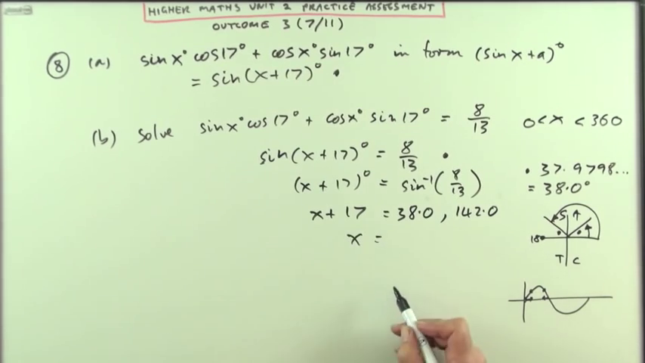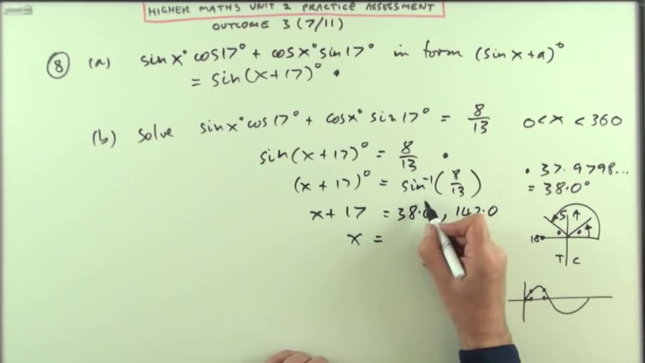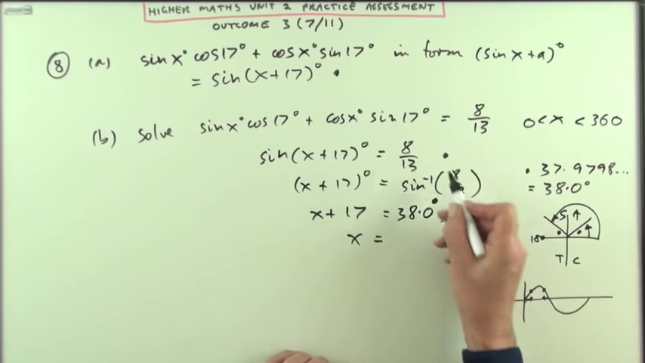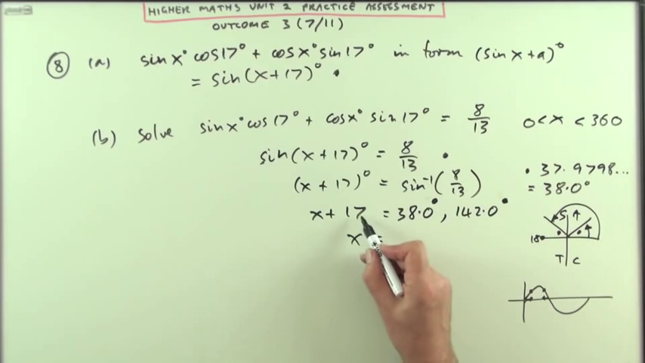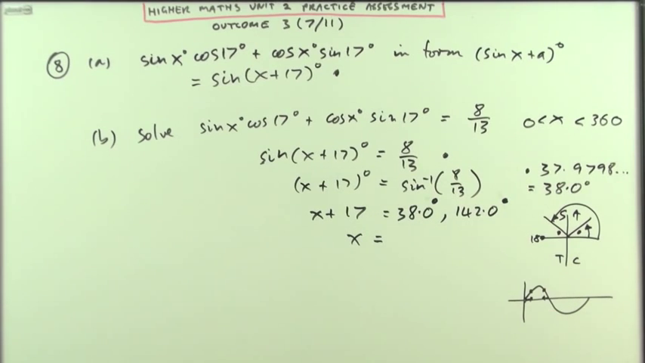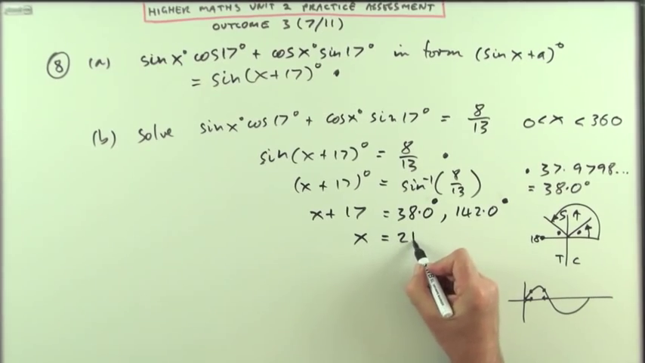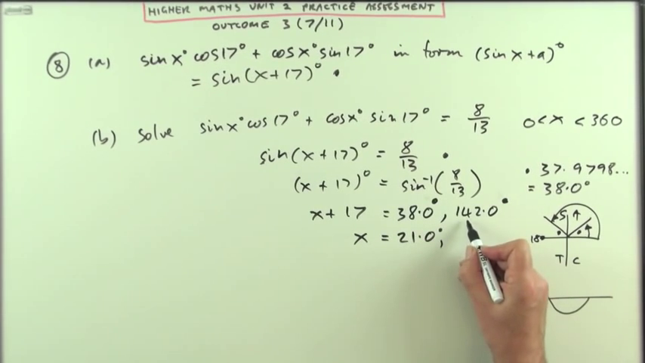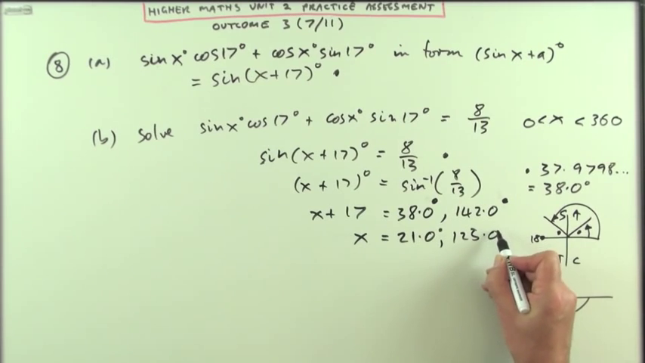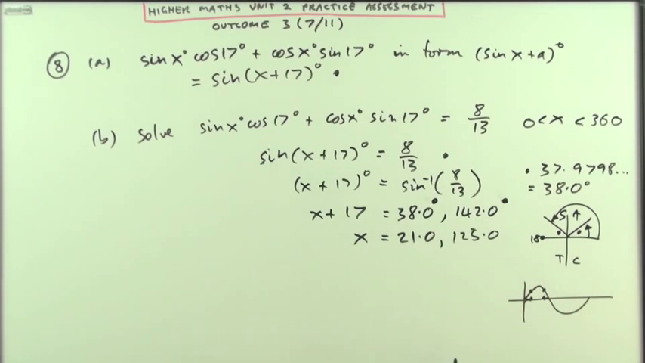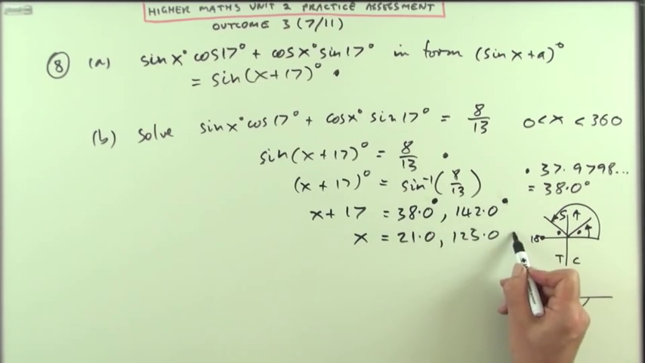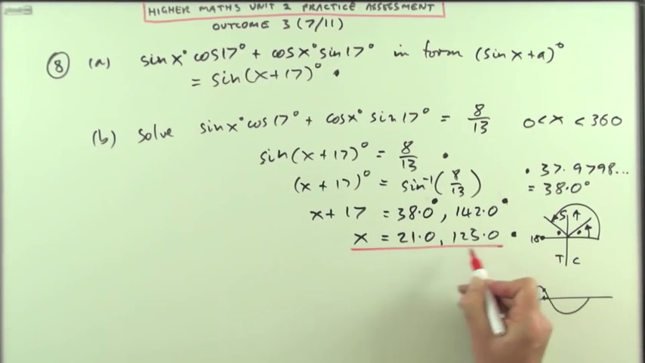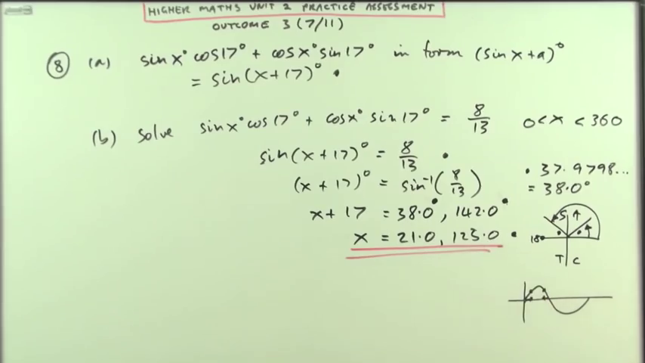And the last part is, this time since it's plus 17, take 17 off them both. Before I do that, I should mention, that is the second mark of this bit of the calculation. That is the third mark, and the fourth mark for part B is just for subtracting 17 correctly from both of them. So 17 from that is 21 degrees, and 17 from that is 125 degrees. Almost put the degree signs in again. Those blobs there aren't degree signs, those are just where the marks were allocated. So final answer, x equals 21.0 or 125.0.